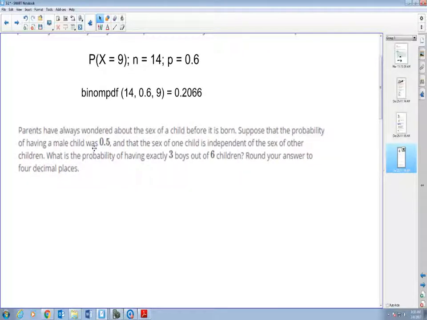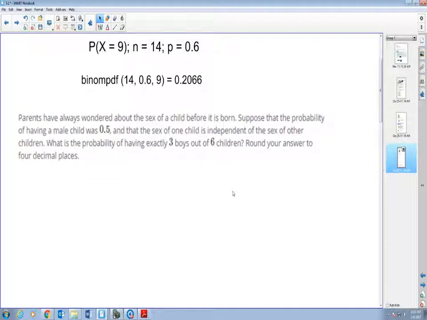Parents have always wondered about the sex of a child before it is born. So let's suppose that the probability of having a male child is 0.5, and that the sex of one child is independent of the sex of the other children. So what is the probability of having exactly 3 boys out of 6 children?